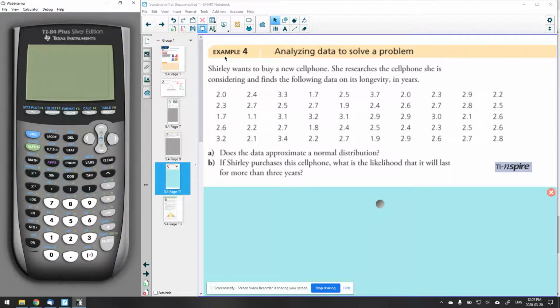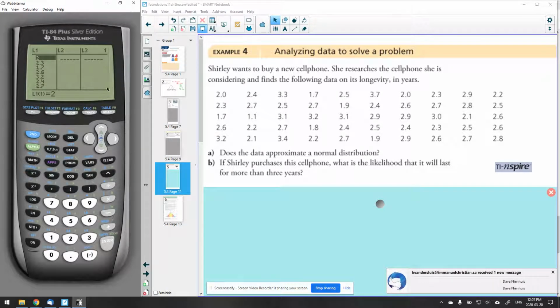In example number 4, we're going to take a look at how we can analyze all of these data points to see if they approximate a normal distribution, and then we will also see what percentage of these cell phones will live for more than 3 years. So I've taken the liberty of entering all these data points into list 1 already. There's 60 of them. You don't need to sit here and watch me do that.